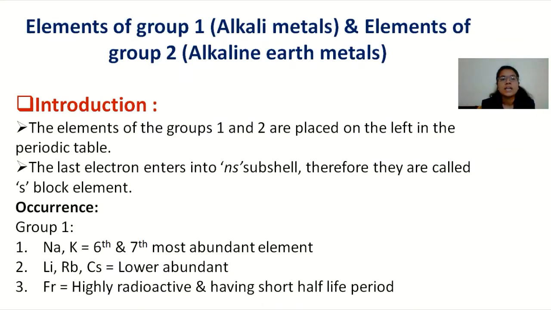So see, elements of group 1, that is alkali metals, and elements of group 2, that are called as alkaline earth metals. The elements of group 1 and 2 are placed at the left in the periodic table. Here the last electron enters into the ns subshell. Thus they belong to the s block of the periodic table.